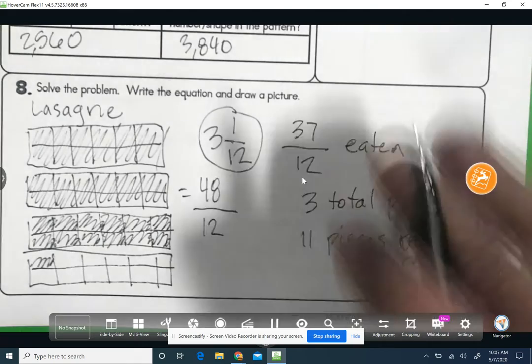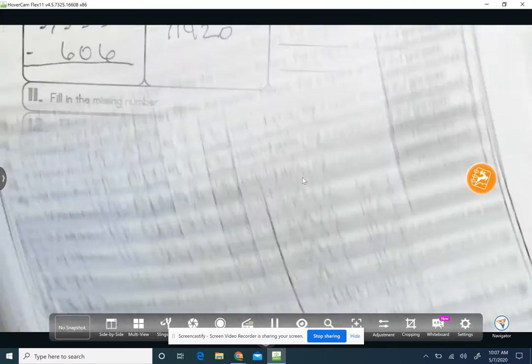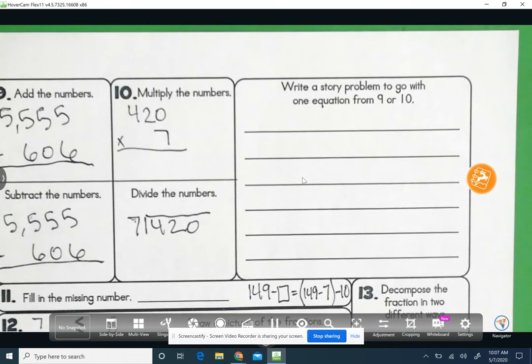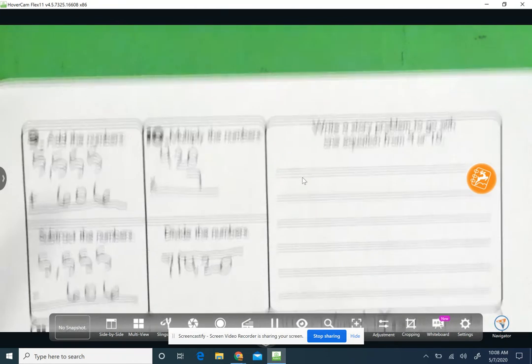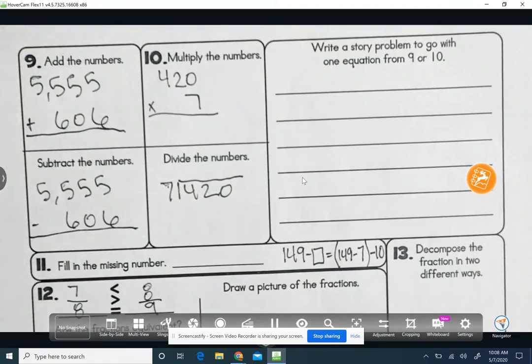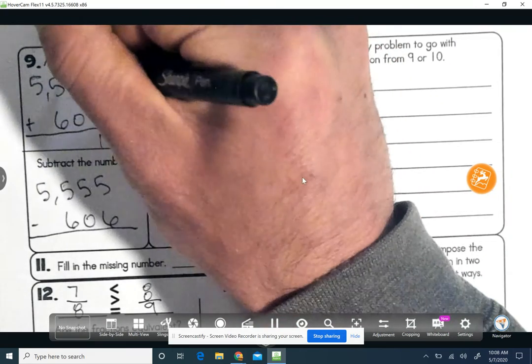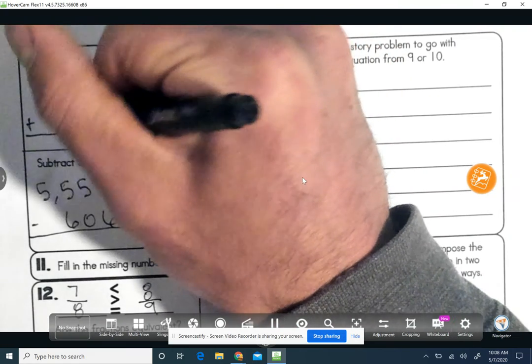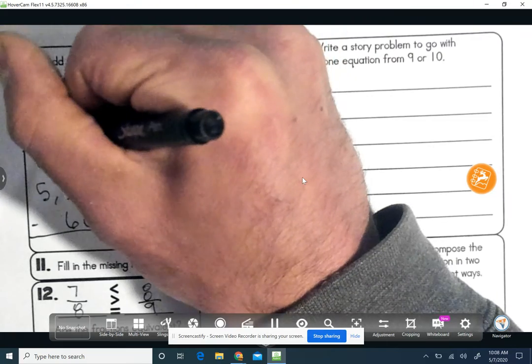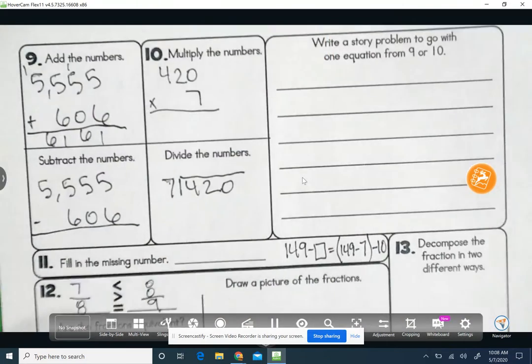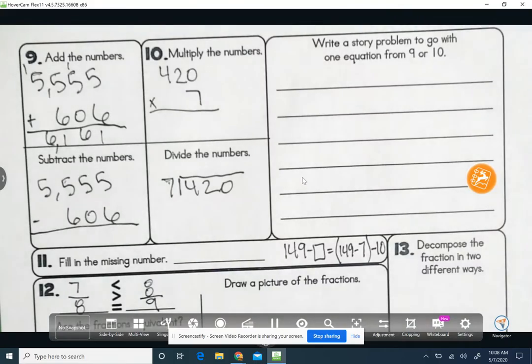Number 9. Adding and subtracting numbers. 5,555 plus 606. I have 11, 6, 11, and 6. 6,166. Subtracting them. Well, I got a bunch of 5s across the top, and I have some 6s.